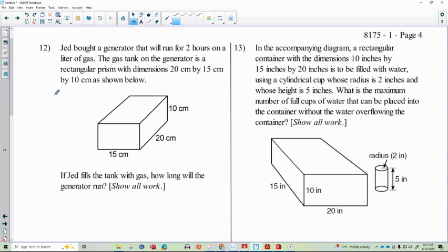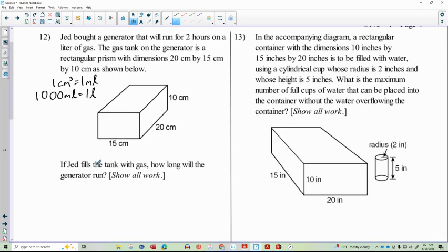There are a couple things you need to know about cubic centimeters: 1 cubic centimeter is equal to 1 milliliter. And then, of course, there's 1,000 milliliters in 1 liter. Those are very important. If you don't know that, this problem becomes pretty difficult. All right, here we go.